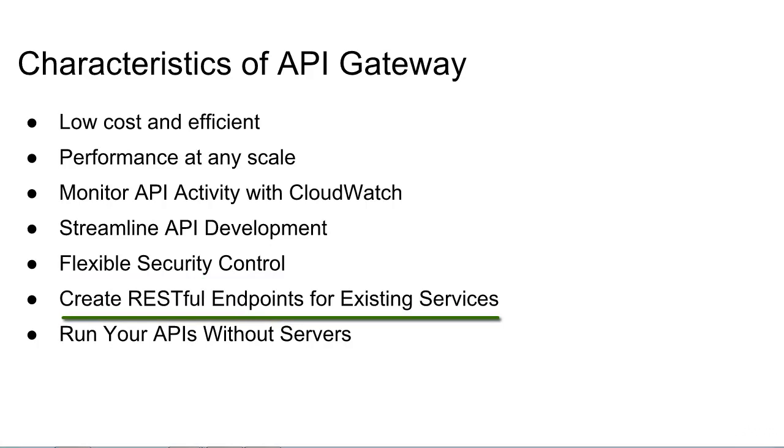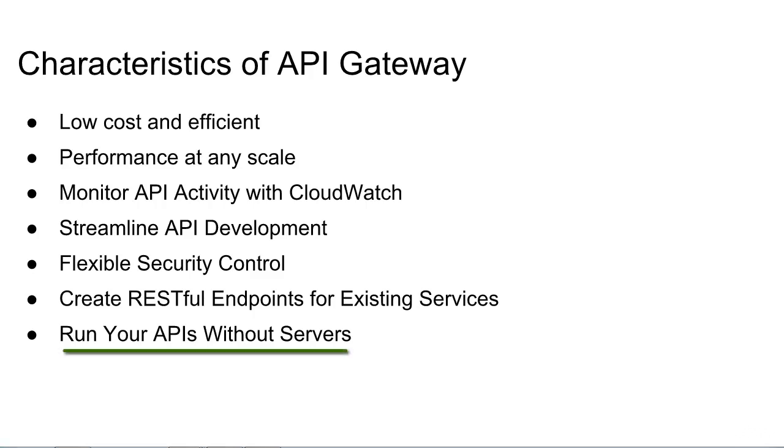Then we have creating RESTful endpoints for existing services. With Amazon API Gateway, you can create modern resource-based APIs and then use the dynamic and flexible data transformation capability to generate a request in the language your target service expects.